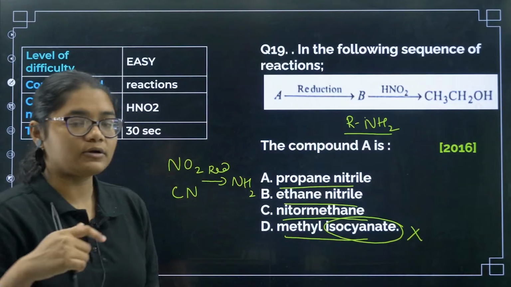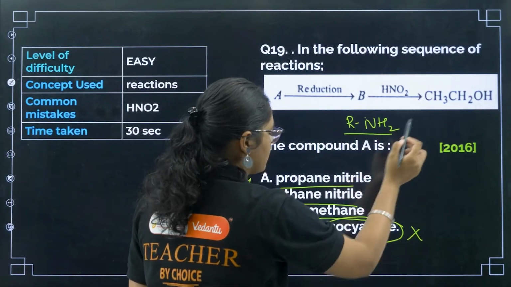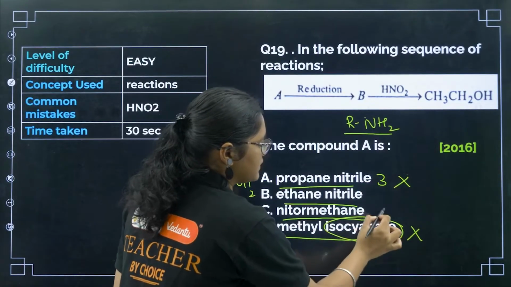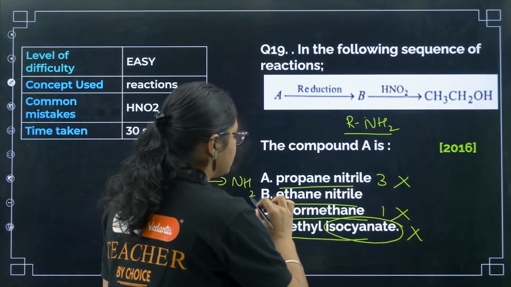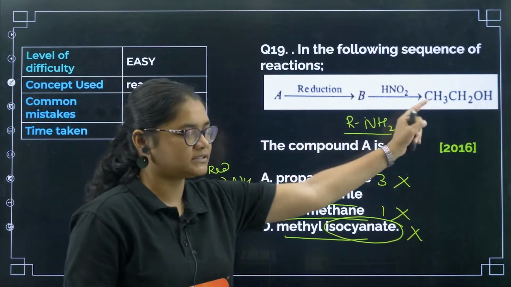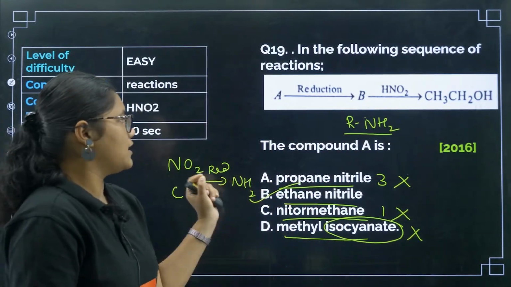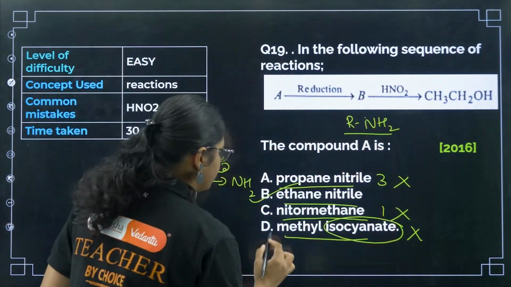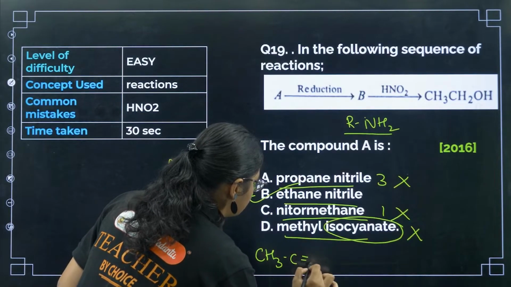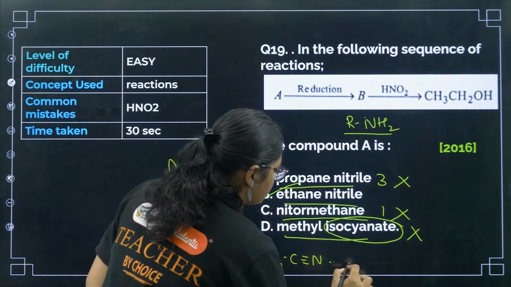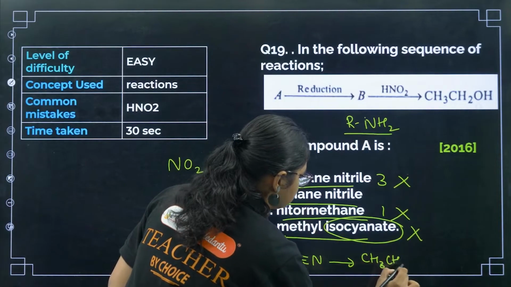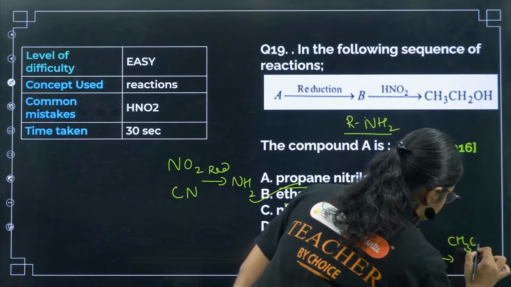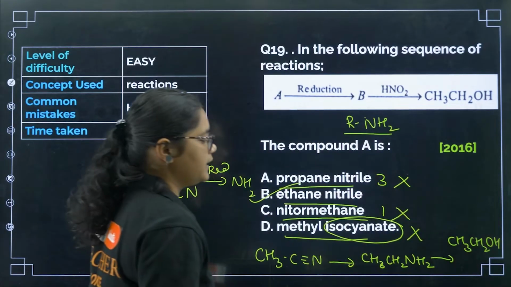Next thing we need to think about is the number of carbons. Here we have only 2 carbons. Propane nitrile will have 3 carbons, right, so that cannot be there, and nitromethane will have 1 carbon, so that is also incorrect. Ethane nitrile will have 2 carbons and in the question also 2 carbons are required. So the correct answer will be option number B, okay. Ethane nitrile is CH3-C≡N. With reduction we will get CH3CH2NH2, then with HNO2 we will get CH3CH2OH, right.